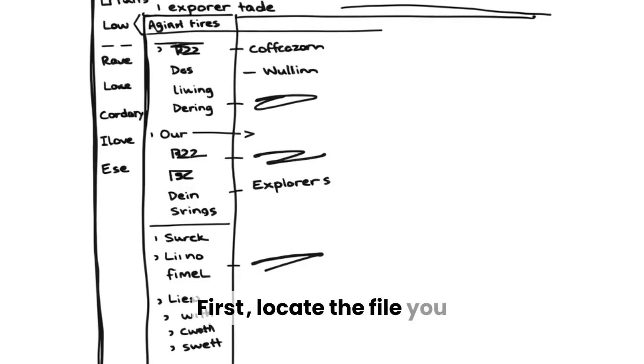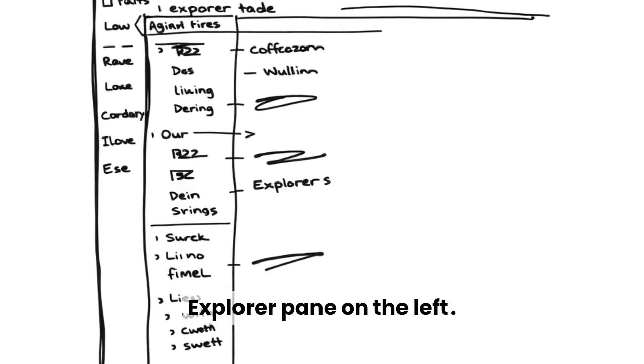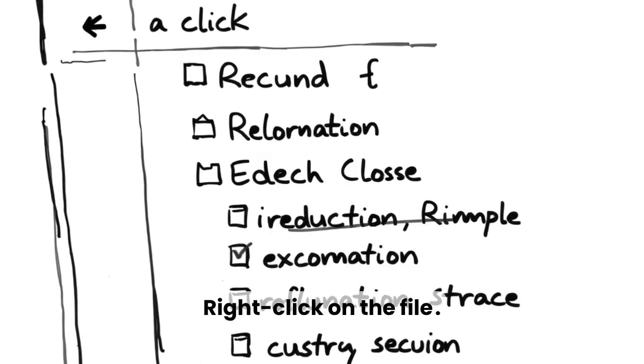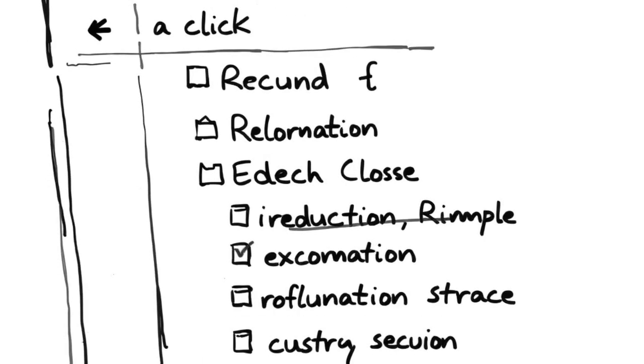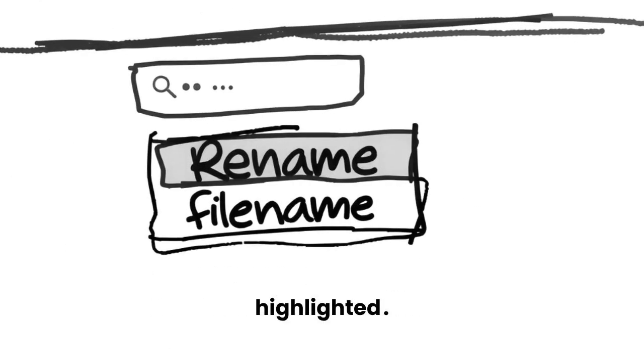First, locate the file you want to rename in the Explorer pane on the left. Right-click on the file. A context menu will pop up with several options. Select Rename from the menu. You'll see the file name highlighted. Simply type your new file name and hit Enter to finalize your changes. And that's it. Your file is renamed and ready for action.